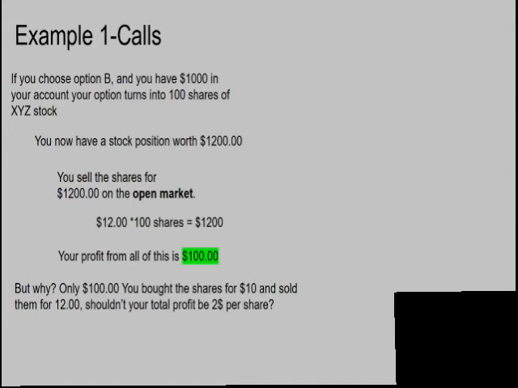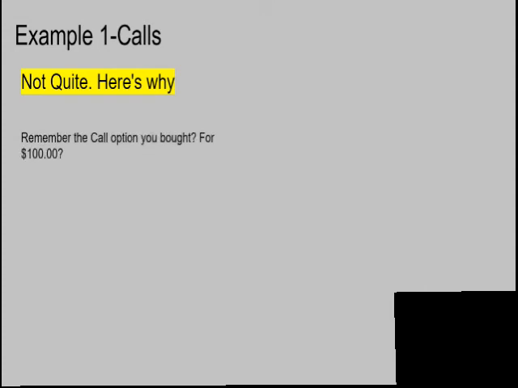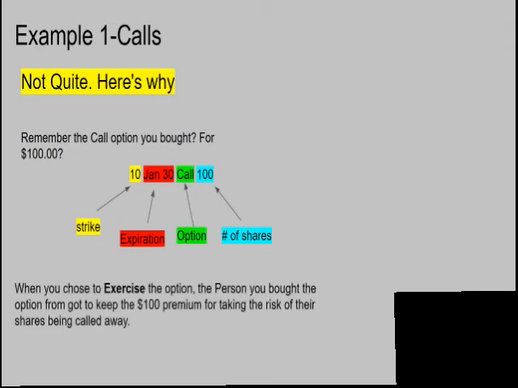Okay, your profit is not $200, not quite, and here's why. You remember that call option you bought for $100? That one right there, a couple screens ago. When you chose to exercise that option, the person you bought the option from, the option seller, got to keep the $100 premium for taking the risk of their shares being called away from them. You were the buyer, they were the seller, and you gave them a $100 premium to be able to do that. You didn't get to do that for free. So you have to subtract that $100 cost from your profit.